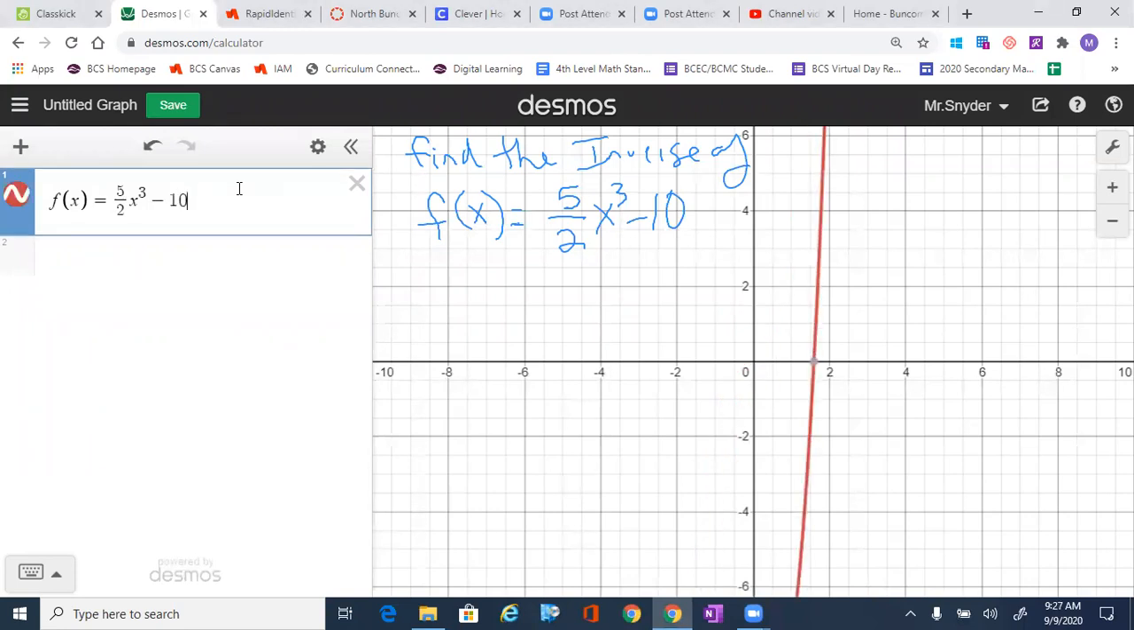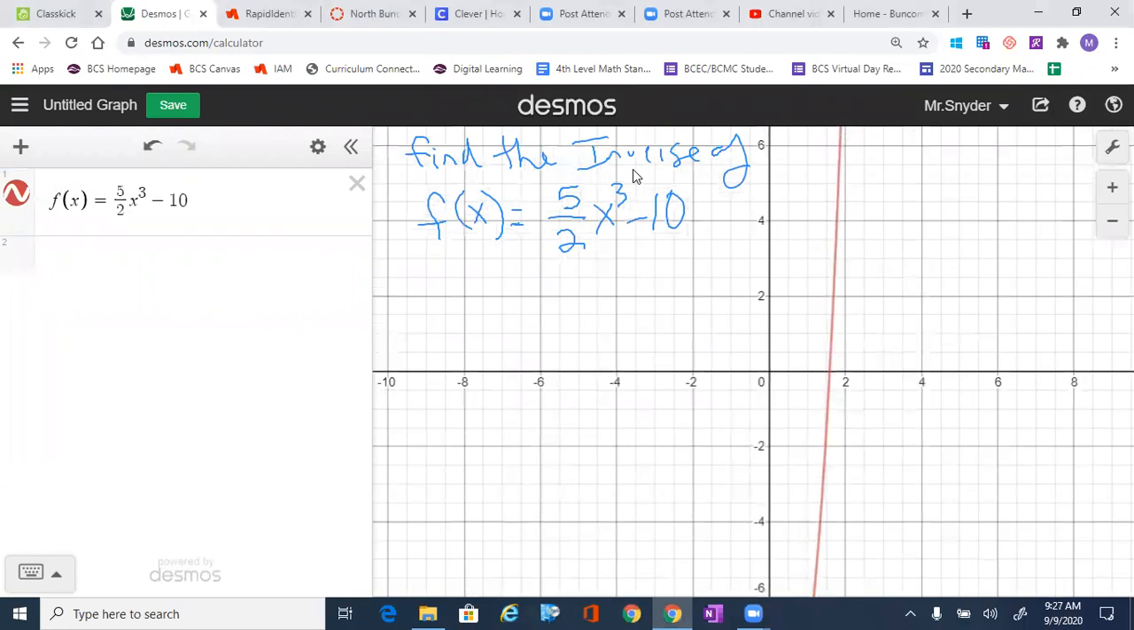Now, in the last videos, we've had the cube root in these problems. And in this case, we've got a cube. So we're probably going to end up with that cube root somewhere. And I'm going to start and change that f of x over to a y equals 5 over 2 x cubed minus 10. And I'm just going to start whittling away all the little pieces.